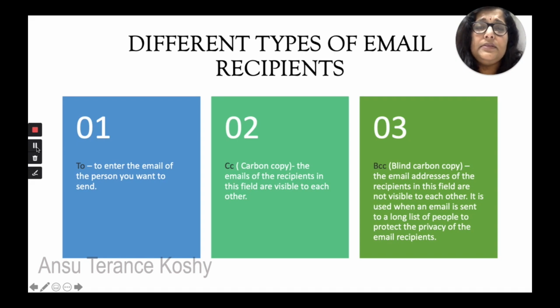The third type is blind carbon copy. In this case, if you are pasting the email addresses into the blind carbon copy, you want to surprise someone, then you have to put it in the blind carbon copy area. In that, the email addresses that you have entered will not be known by the other people. Everyone will be getting a single mail with no idea that another person has also received the same mail. So the 3 types of mail recipients are to, carbon copy and blind carbon copy.